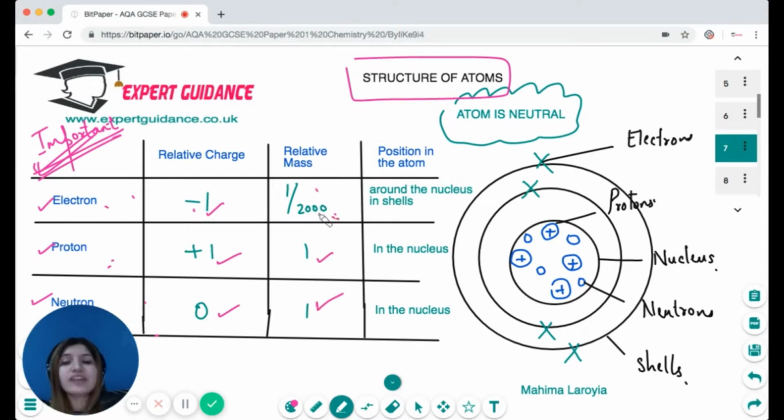Therefore, electrons are lighter. Protons and neutrons are found in the center, in the nucleus of the atom, and the electrons are found revolving around the nucleus in specific shells. So you can see that this is the element which has 4 electrons. So 2 are in the first shell, 2 are in the next shell, and 4 protons and 4 neutrons are in the center. This is how we make the structure of the atom.